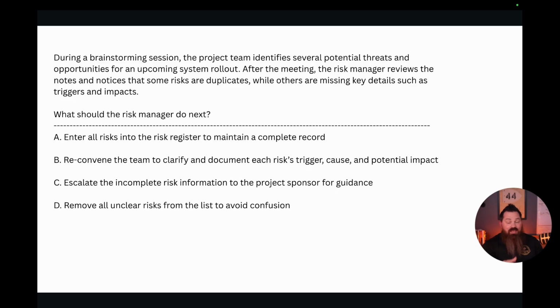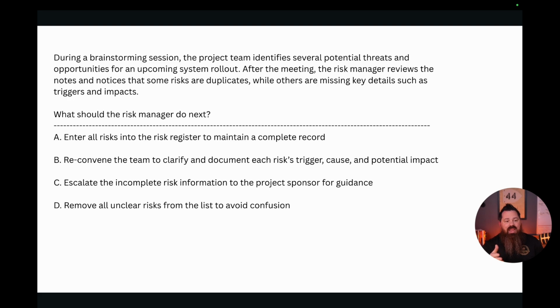All right, so C, I'm not liking, obviously, you can tell. And D, remove all unclear risks from the list to avoid confusion. Definitely don't like that one, because we shouldn't just be removing anything. Again, we're not the subject matter experts. We need to pull those SMEs in to help us make the right decision, inform us, guide us, and actually put us on the right path with these risks. So C and D, I'm already knocking them out.